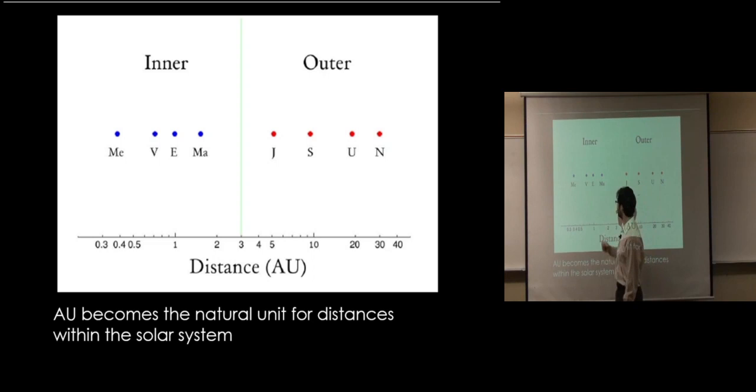The distance from the Sun to Mars is about 1.6 AU. From Sun to Venus is about 0.7 AU. From Sun to Mercury, about 0.34 AU. Sun to Jupiter is about 5 AU, Saturn 10 AU. Very, very convenient, much more so than kilometers. Uranus 20, and then Neptune 30. You'll notice there is no Pluto because this graph was made after Pluto was kicked out of planethood, which we'll talk about in a couple of weeks.